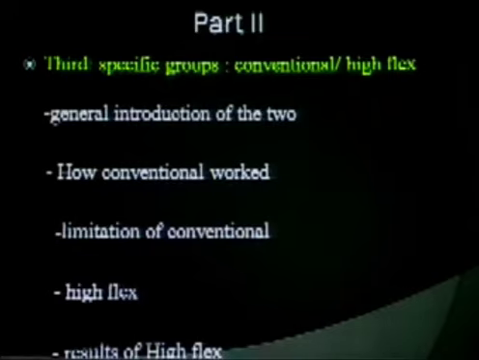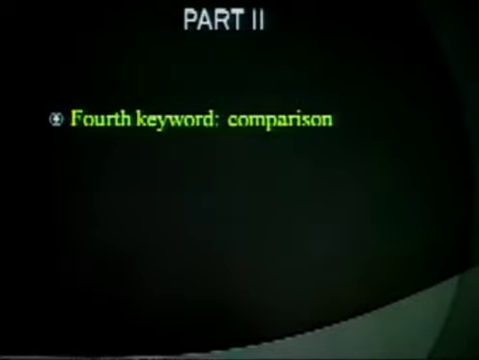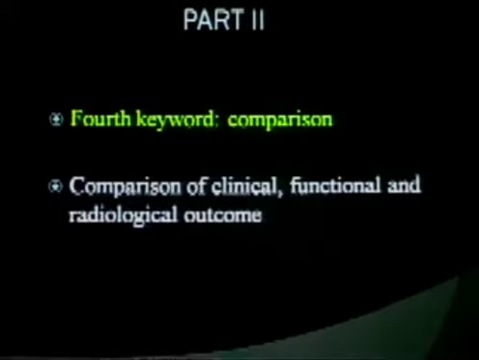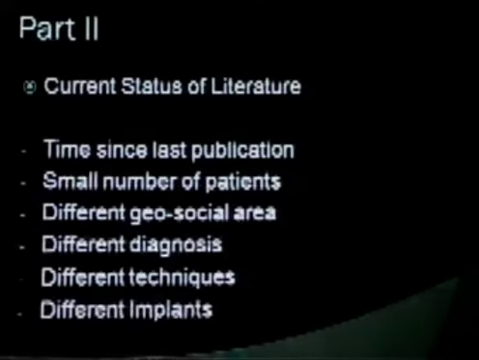So this will be your third part: conventional introduction, results of conventional, limitations, and high-flex introduction, the need of high-flex, results of high-flex. The fourth part will be the studies pertaining to comparison between standard and high-flex. They can be of any type, mechanical, functional, radiological, no limitations for it. And you define the current state of literature with that.